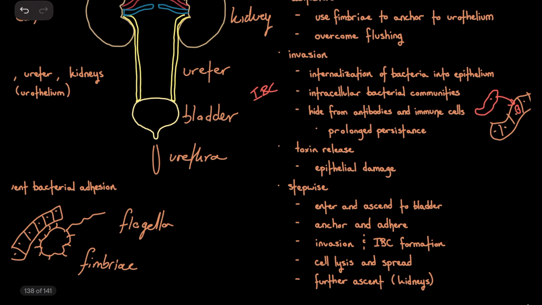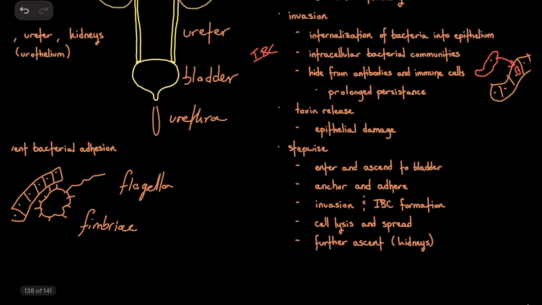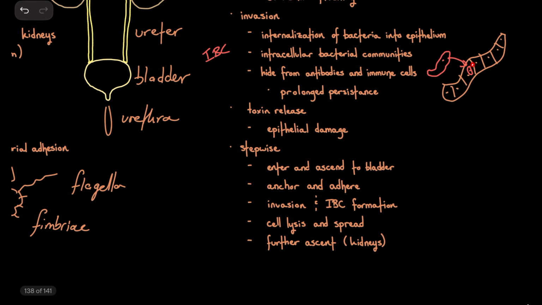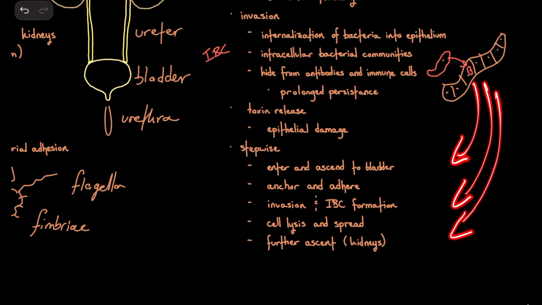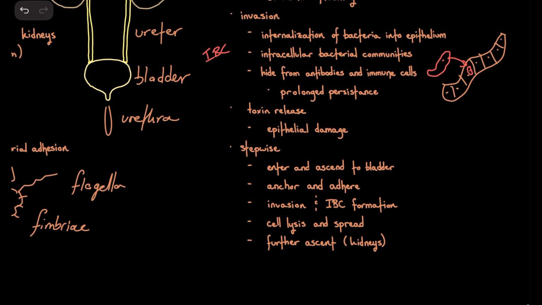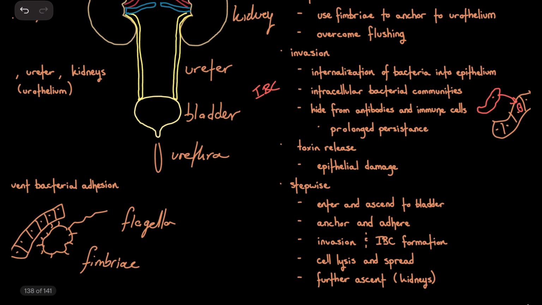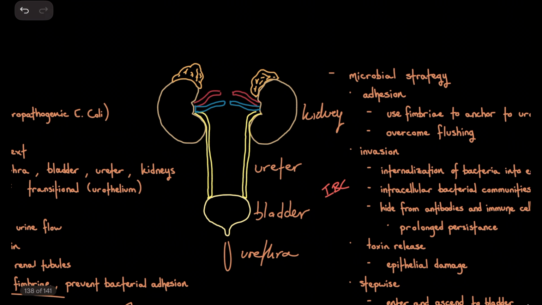And then sometimes, as that infection grows, if the invasion is dense enough, and if we have a lot of IBCs, which are the bacterial communities, well, they build and build and build, and the population's greater, and spread is greater. We get cell lysis of whatever cell that was holding our bacteria, and that causes more and more spread, and more IBCs to form. So you see that compounding effect. And in that case, we potentially get further ascent from the bladder up to the ureter, and then even into the kidney in some cases.